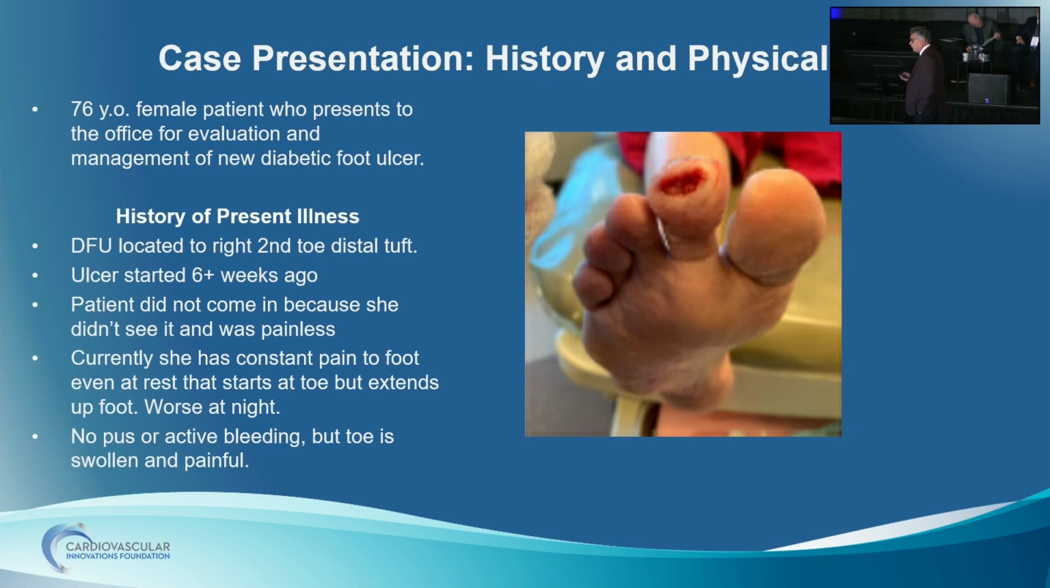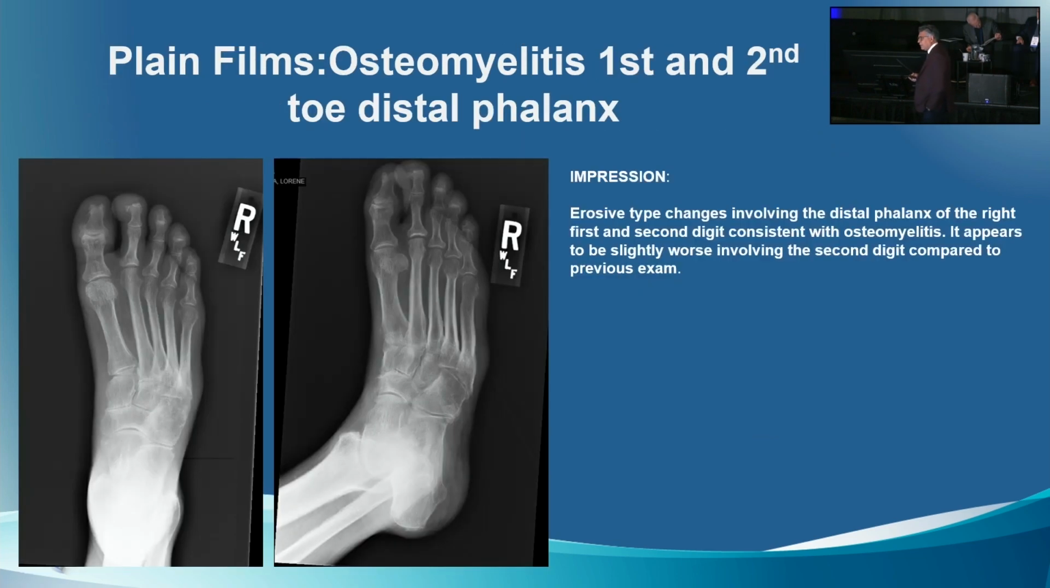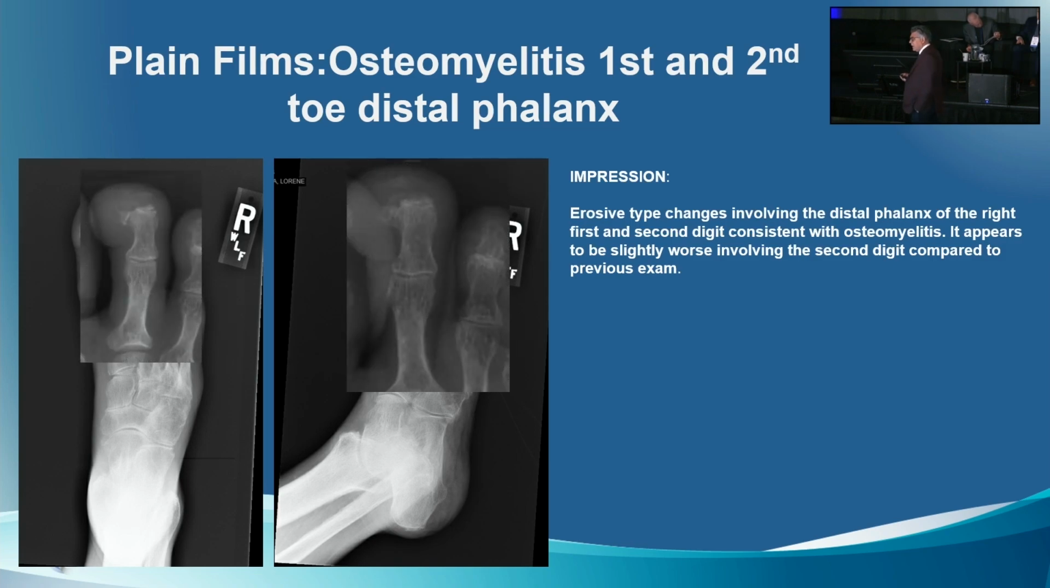This is what was seen. It didn't look like much. It had already been debrided by the podiatrist. They, of course, did a plain film and showed erosive disease, and you can see the distal phalanx of the right first and second toe are absolutely missing, so we've got osteomyelitis involved here.